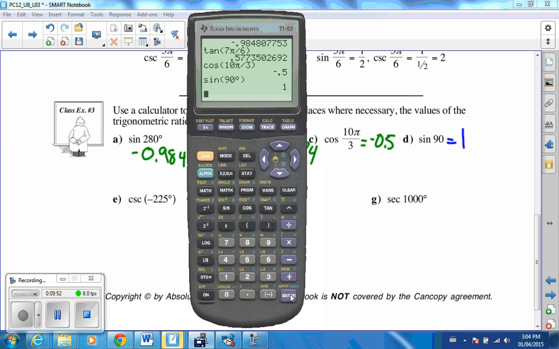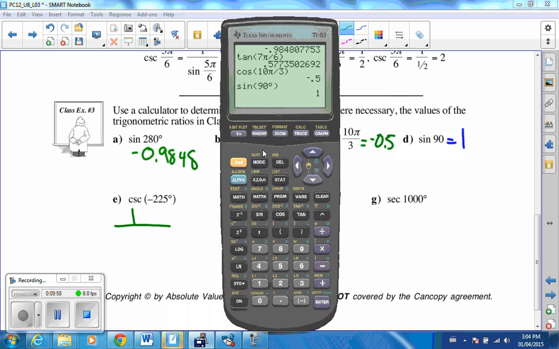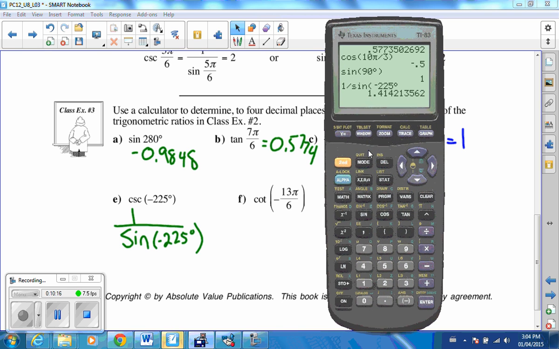To do cosecant of 225, cosecant matches with sine, so I go, oh, that's a silly question to ask. Why didn't they just say that? And then I can just type it in right like that. 1 divided by sine negative 225. Throwing my degree symbol just in case. And there we go. It's 1.4142.